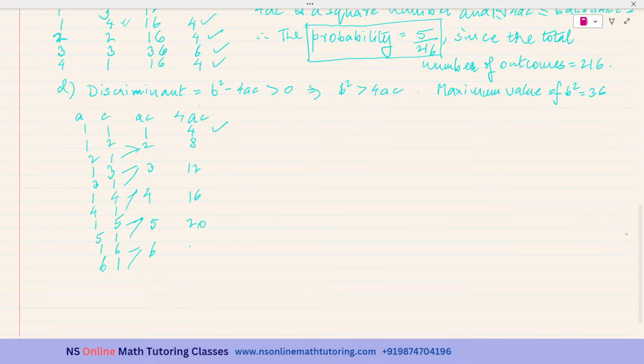6 times 4 is 24, can be taken. Okay. So now let me make another set of columns. 4AC and 4AC. Okay. So now I have considered all the ones.